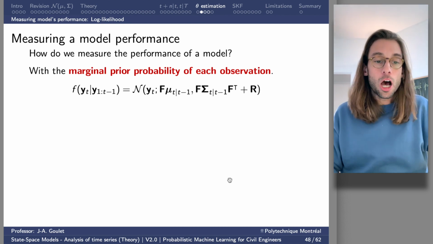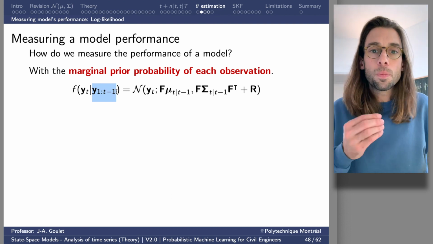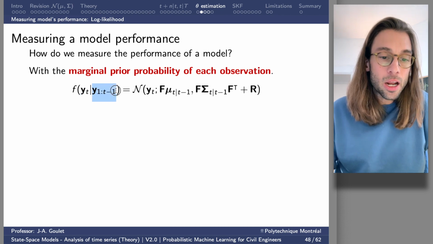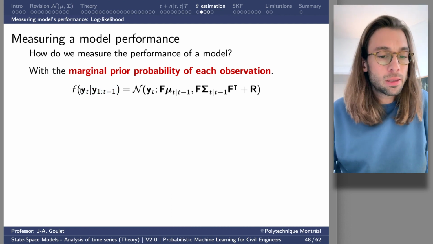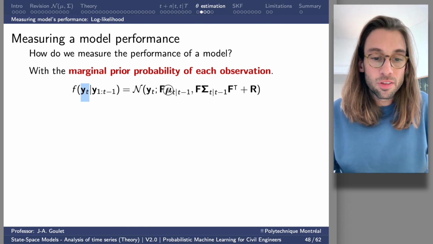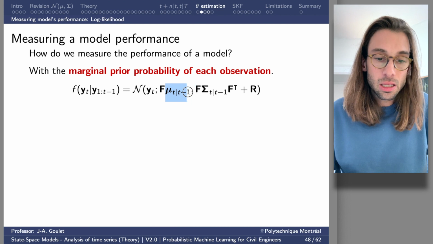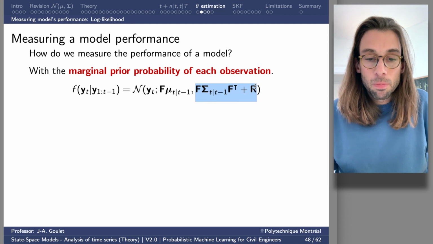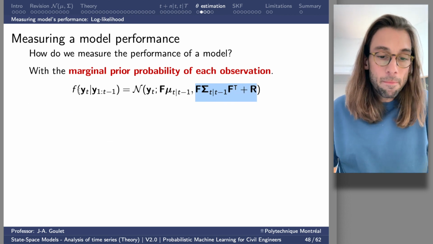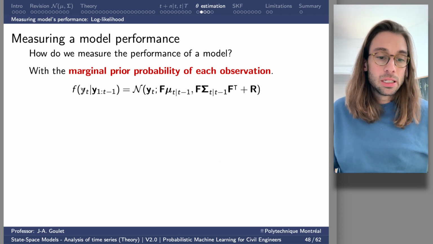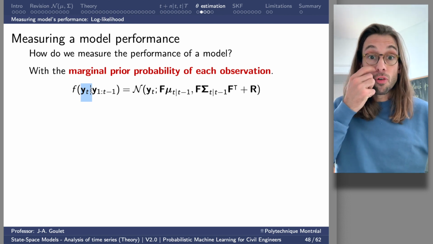I use all the data up to time t-1 in order to predict what could be my actual observation at time t. So this is using all the data up to time t-1 to predict, at time t, what is going to be my actual observation. So that means the expected value is F times mu t given t-1. So this is the prior knowledge for the hidden state times my observation matrix. This is my prior covariance for y. And then this is the marginal prior probability only at time t.